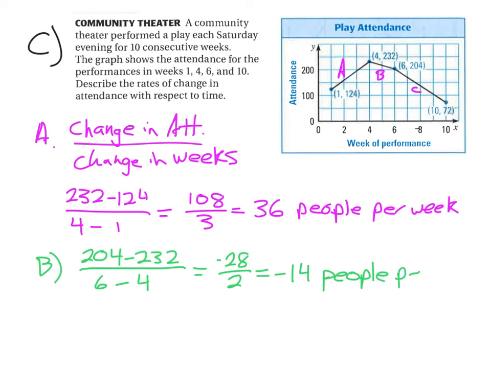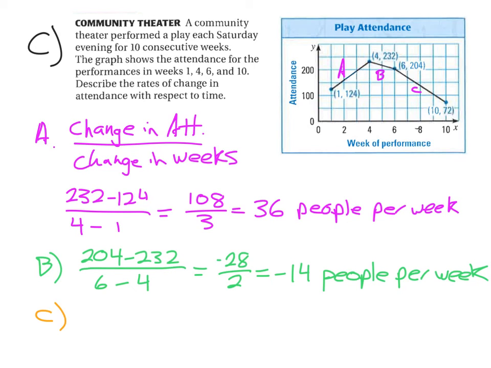That seems odd until we look at our graph and we see that our graph was actually decreasing. So it makes sense that our rate of change should be negative because we are going down. Our change is negative.